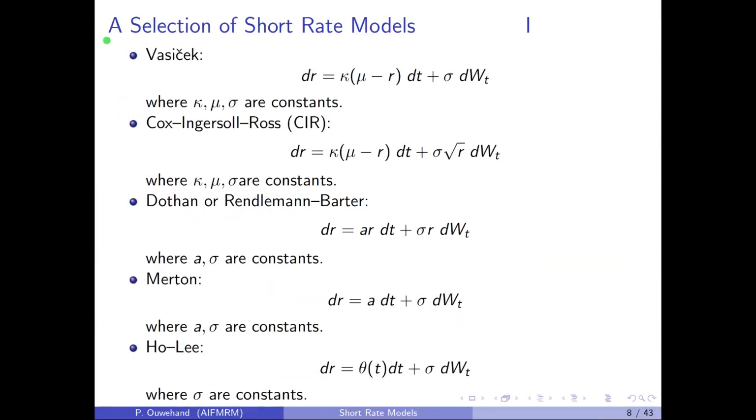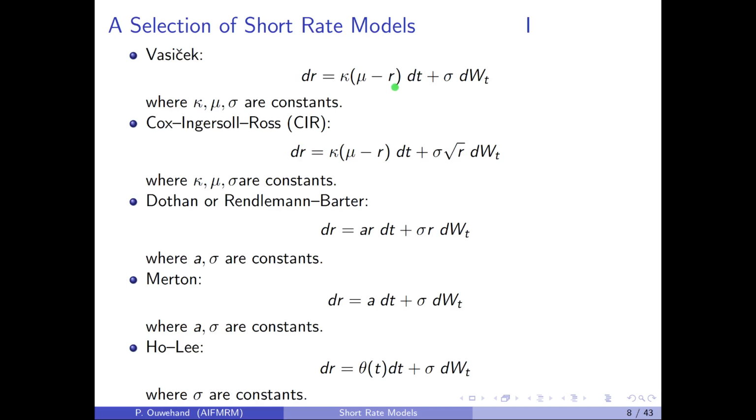Let's begin by looking at a selection of short rate models. We start with the oldest model, the Vasicek model, dating back to 1977, which has the following dynamics. Here, kappa, mu and sigma are constants, and kappa is strictly positive. The drift term here shows that the short rate has mean reversion.